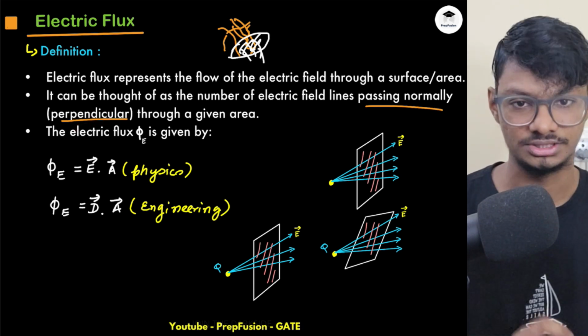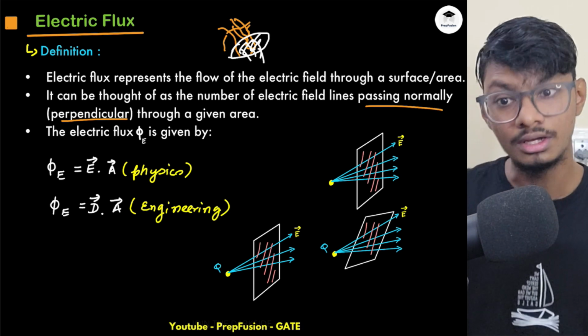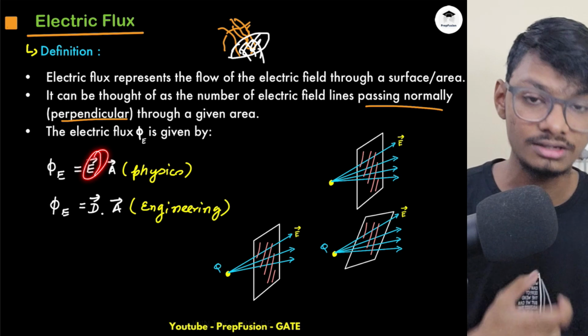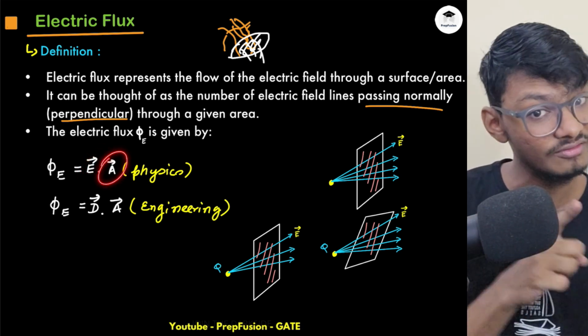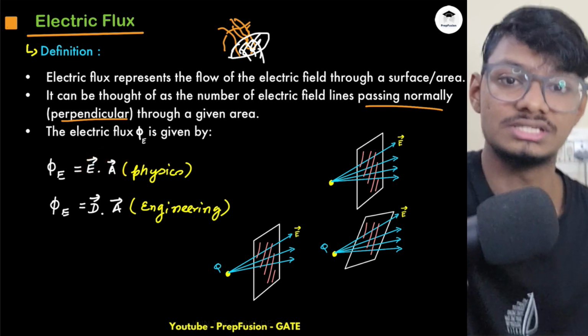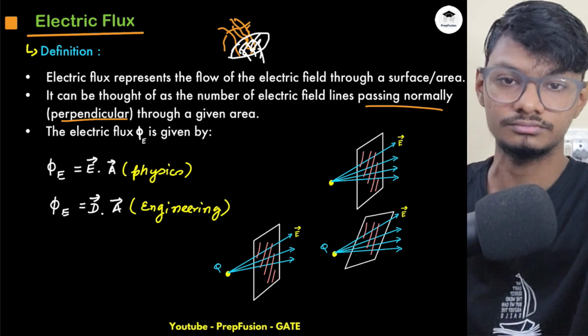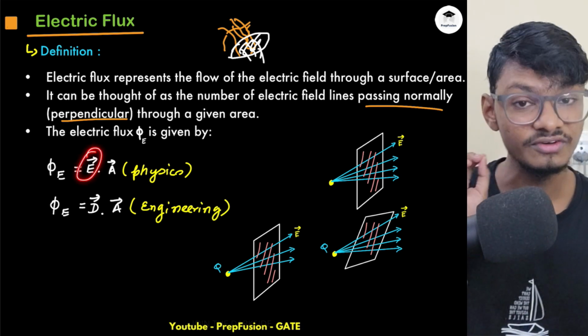Now there are two definitions for electric flux. What we learned in our 11th and 12th is that electric flux is equal to E dot A vector, where E is the electric field intensity and A is the surface vector. I have already taught you surface vector, so don't ask me what is surface vector.